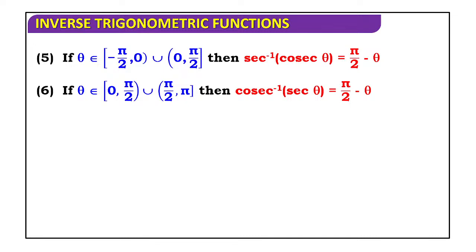Then we'll start the problems. Quick, quick. Secant inverse of cosecant theta is equal to pi by 2 minus theta.